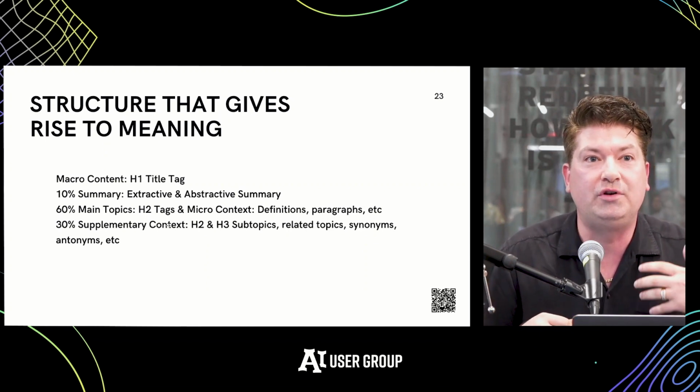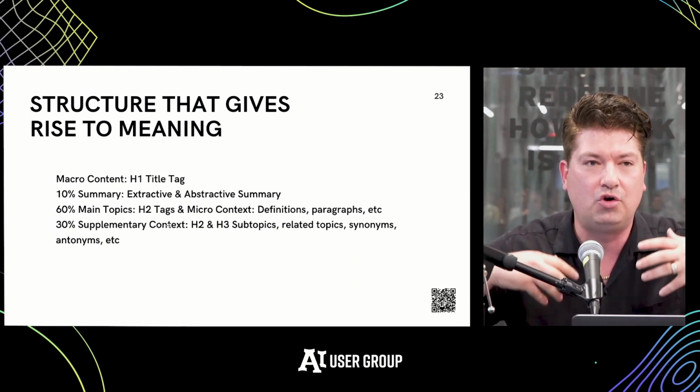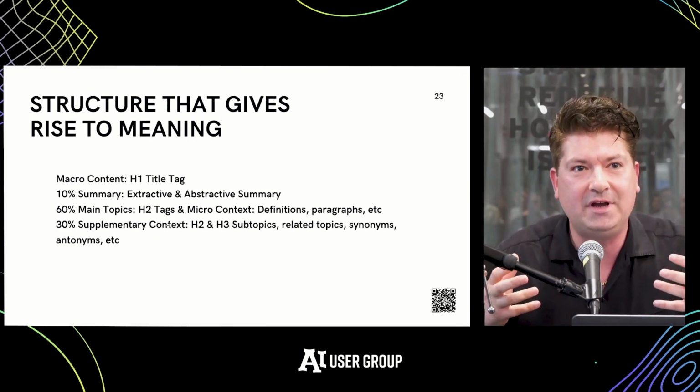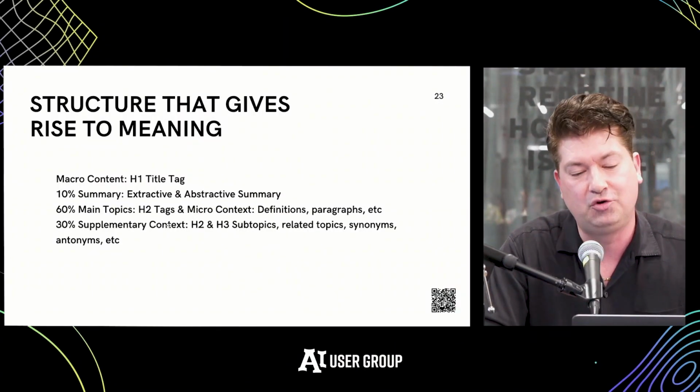It would include antonyms, because the last thing you want to do is create a database or a document that's biased. If you just include good examples and all the synonyms, but none of the antonyms, well, that's what you're doing. So that's important. And then within the supplementary content, you want to use subtopics, related topics, antonyms, questions, etc.